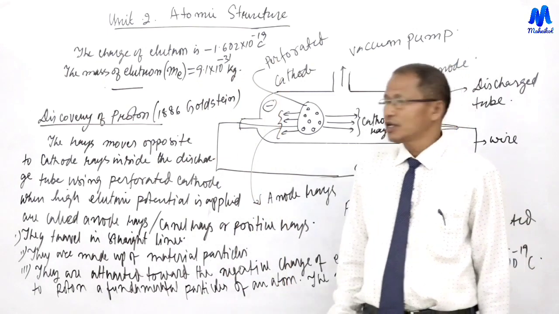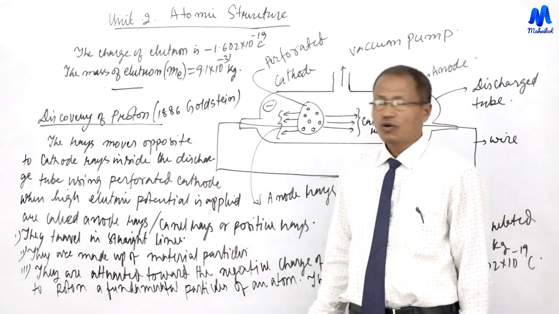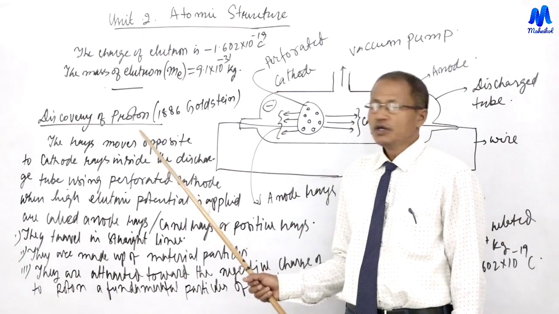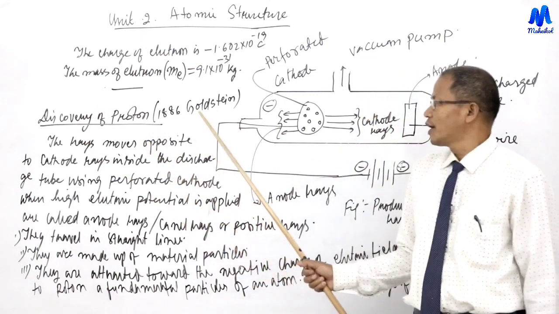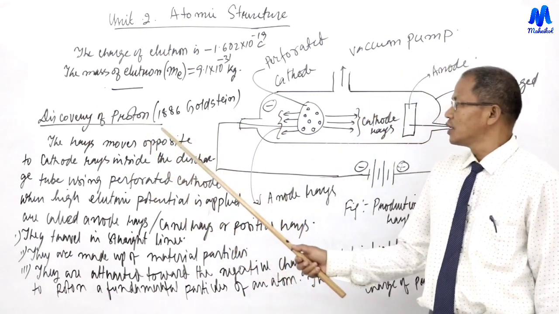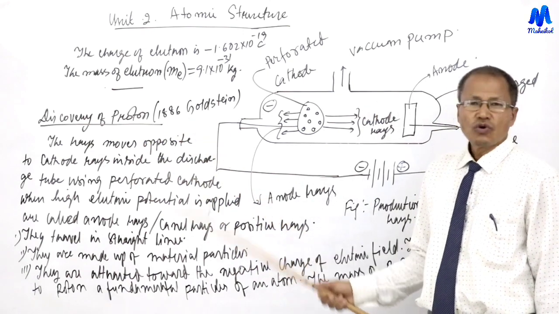The next point is the production or discovery of the proton. The proton was discovered by Goldstein in the year 1886. So what experiment?